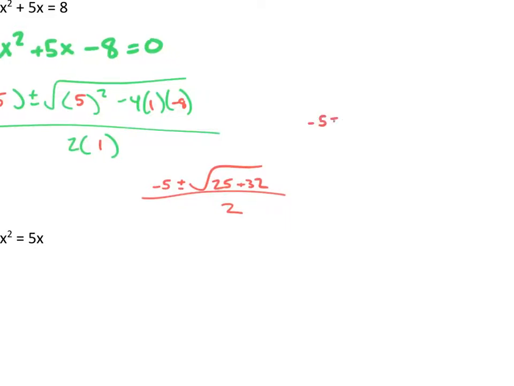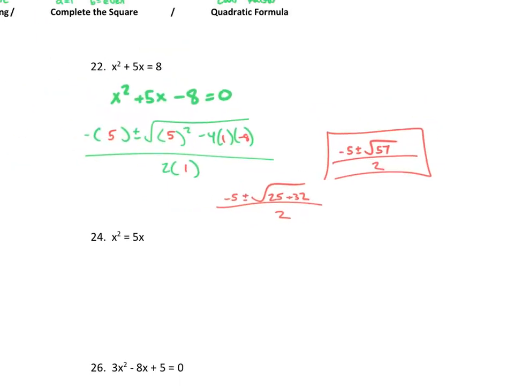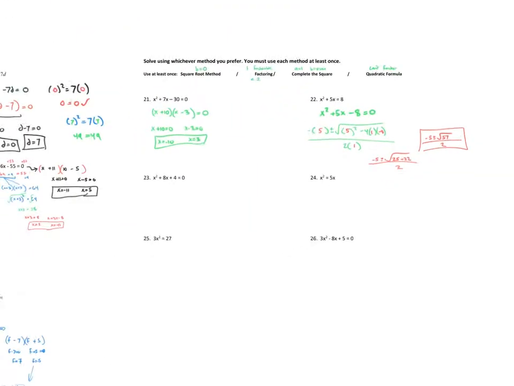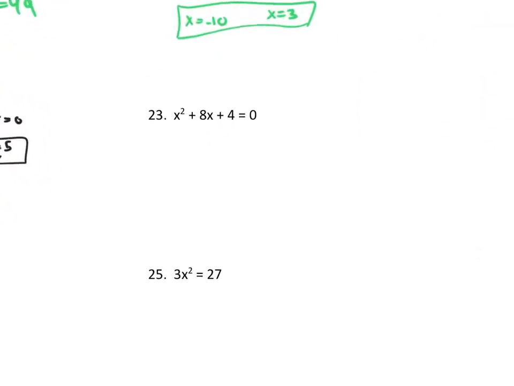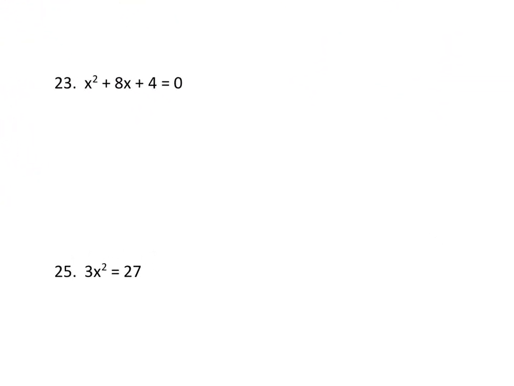And so on this one, we'll get this as our answer. And we can't take it any further because it's not a perfect square underneath the square root. So for this one here, it's also not factorable, but it's said up top that we need to use each method once, or at least once. So this is going to be the one that I choose to do completing the square on.